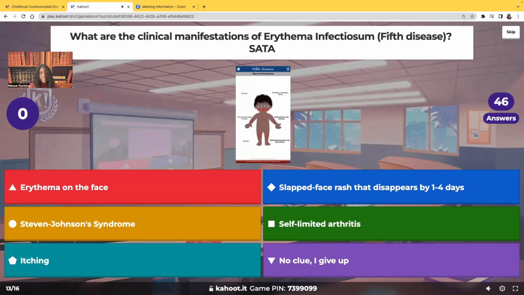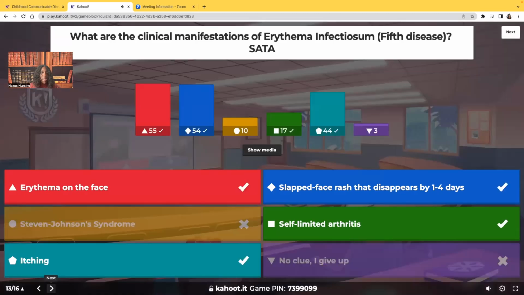All right, so let's talk about this. Fifth disease, erythema on the face. Well, yeah, look at that redness that we saw on the cheek. They're going to have that redness on their face. True. That slap face rash, absolutely. We've been talking about this. They're going to have it and it does disappear by like 1 to 4 days. It doesn't stay forever. Self-limited arthritis, true.